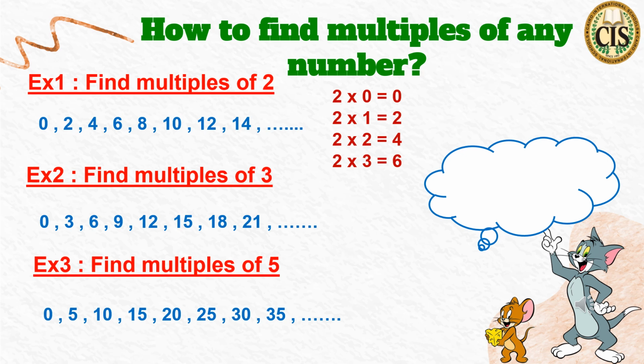Here we have an important note. Here 0 is a multiple of all numbers. So we have two important numbers, 0 and 1. 0 is a multiple of all numbers, but 1 is a factor of all numbers. So that is the difference between the word multiple and the factor.